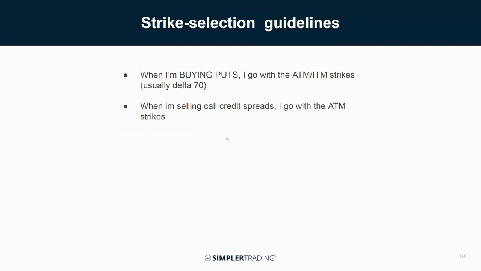And then strike selection, guys, same rules. If I'm going to buy a put, I'm going to go with Delta 70. Usually going to go with Delta 70. I could go deep out of the money, cheap Delta 20. And if I catch a flush, those puts can go up hundreds of percent. But if the market trades sideways for a few hours, those puts can also lose like half their value. So to strike that balance, I think Delta 70 is a nice sweet spot. And then if I'm selling call credit spreads, I'm going with the at the money strikes.